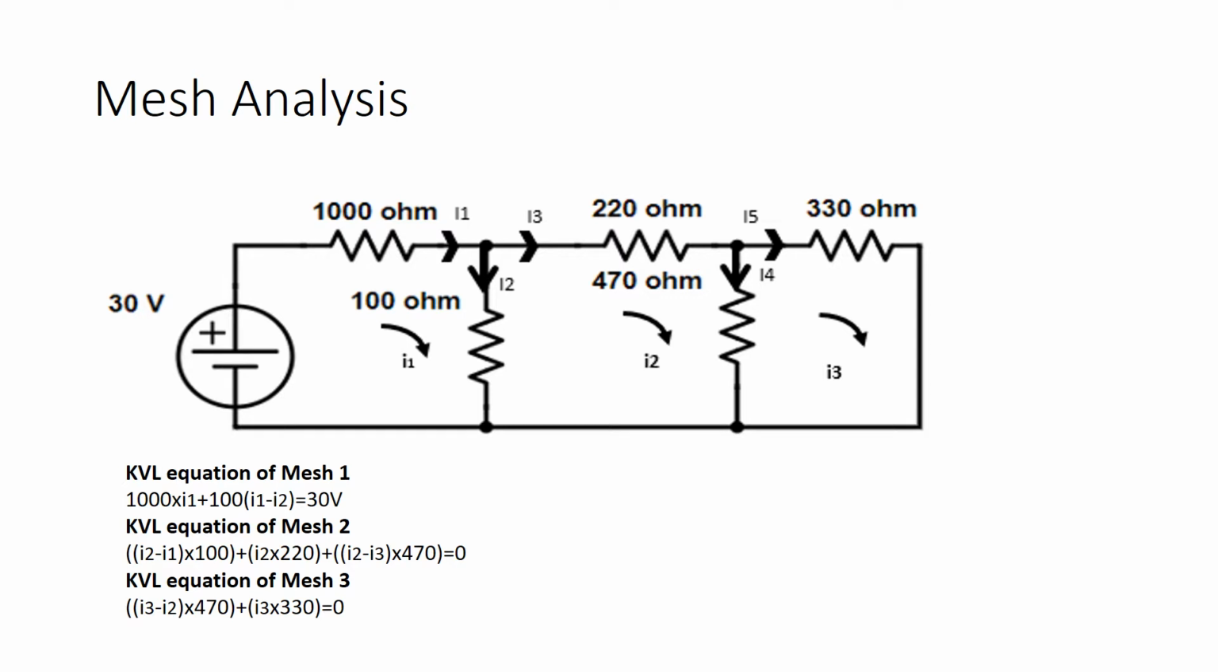What is mesh? Mesh is the loop which does not contain any other loop. So in this circuit diagram we have three different meshes or three different loops. So what we are going to do using this mesh analysis?